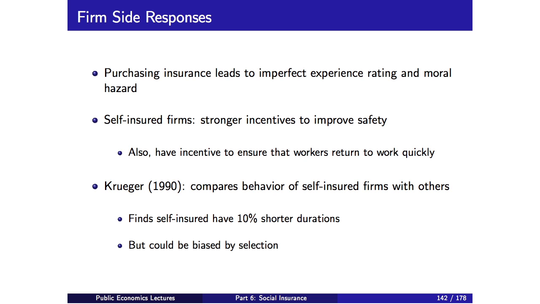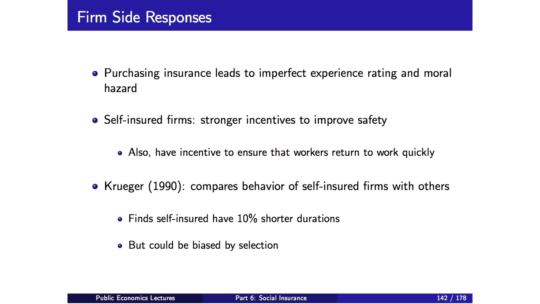So there's a partial experience rating that happens in equilibrium. And that's going to generate these issues of firm-side moral hazard, where if I'm partially insured, I'm going to underinvest in safety in the workplace. Now, if you have self-insured firms, you would think the incentives to improve safety are stronger, and they also have an incentive to ensure that workers return to work more quickly because they're directly bearing the cost of the worker being out of work.